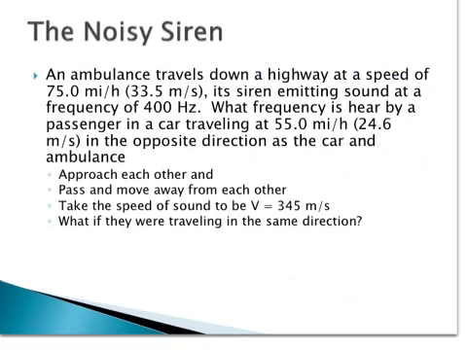All right, so let's do an example of the Doppler shift. In this example, called a noisy siren, you have an ambulance traveling down a highway at a speed of 33.5 meters per second. The siren's emitting sound at a frequency of 400 hertz. What frequency is heard by a passenger in a car traveling at 55 miles per hour, 24.6 meters per second?